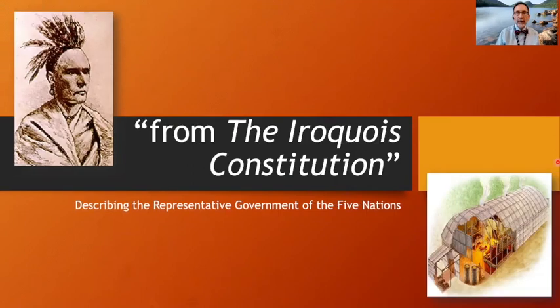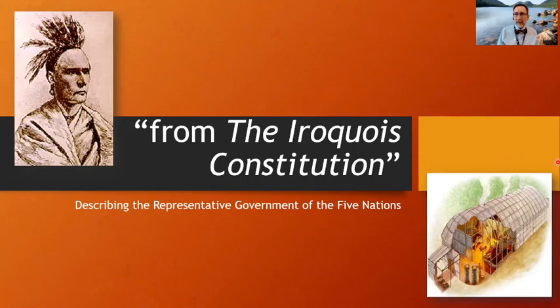So let's get started. All right, here we are. We're going to be reading this piece called From the Iroquois Constitution. Sometimes you might see this listed as the Iroquois Confederation. It's the same document. And it describes the form of government of 5 nations of American Indians in the New York area that under the title Iroquois came together.